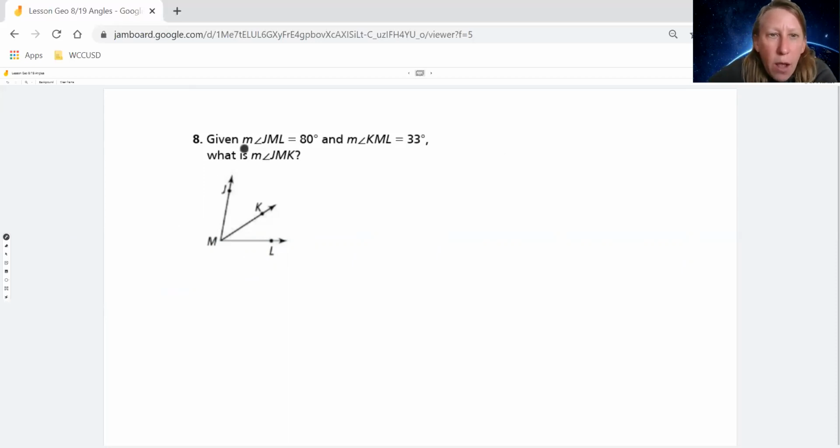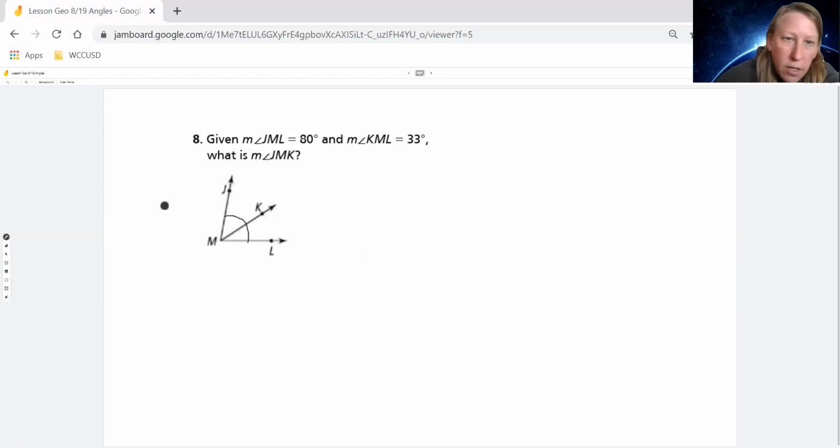It says given m angle, oops, that stands for measure. Given the measure of angle JML is 80 degrees. So I'm going to stop. That's all I'm going to read. I know that the measure of angle JML is 80 degrees. I'm going to jump to my figure and I'm going to try to find where is angle JML, right there. So the next thing I'm going to do is I'm going to mark my figure.